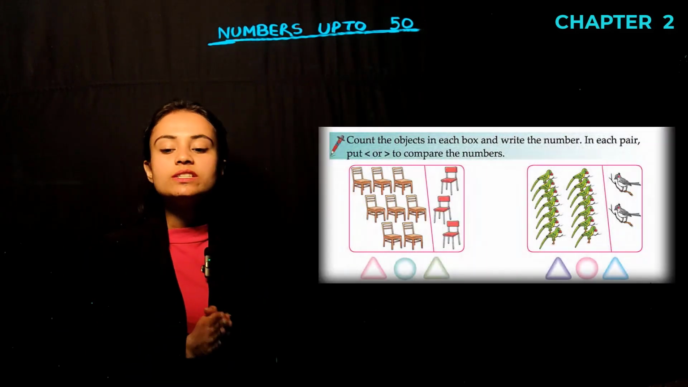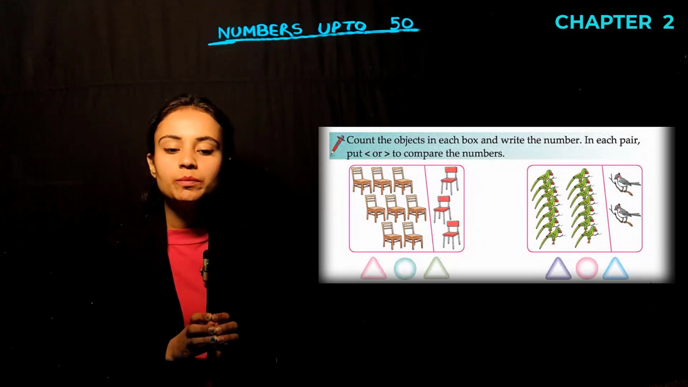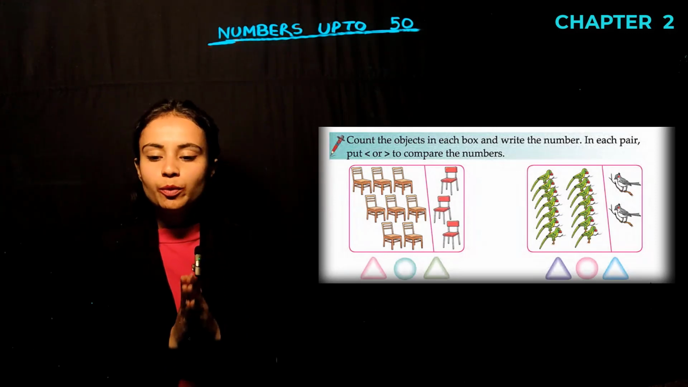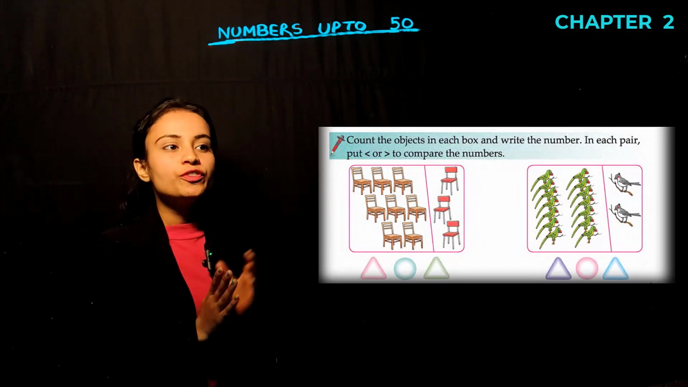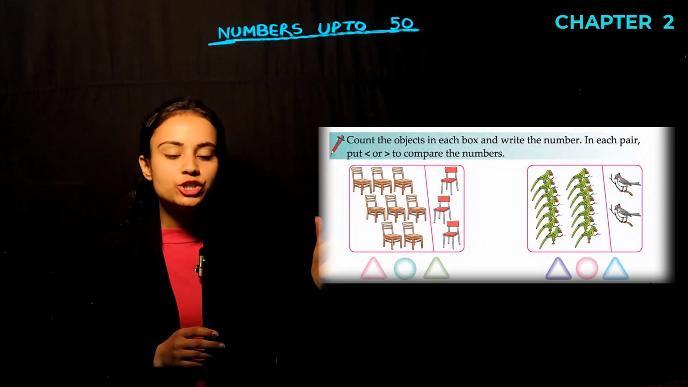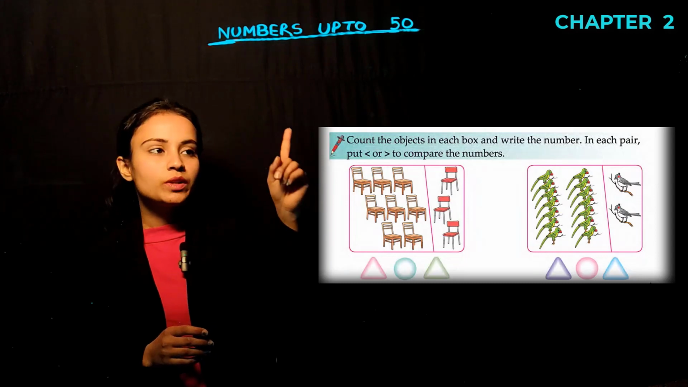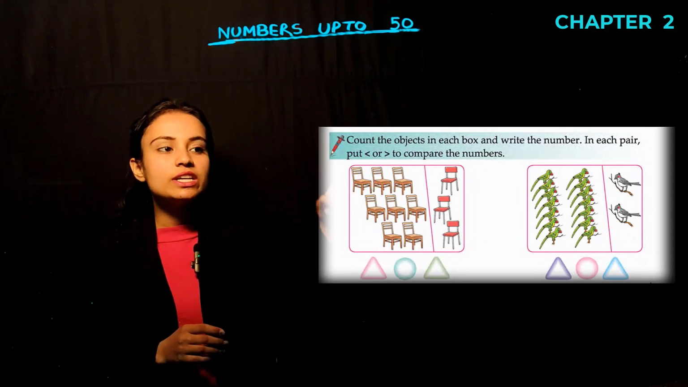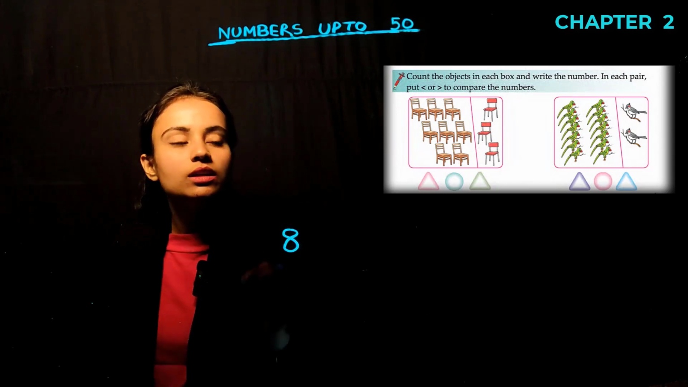Next question is count the object in each box and write the number. In each pair, put less than or greater than sign to compare the numbers. So first, let's see the first picture. First, we have to count the number of pictures. So let's count the number of chairs in the first part. 1, 2, 3, 4, 5, 6, 7, 8. So here are total 8 chairs.